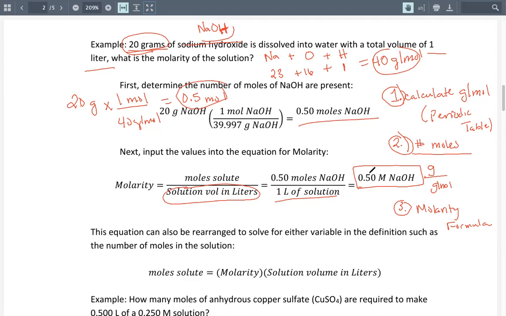That's one way. So sometimes that's the way to do that, but they also might ask you different questions using that same molarity formula. So we're going to look at different questions that they can ask you as well. We're just going to scroll down here in our notes.